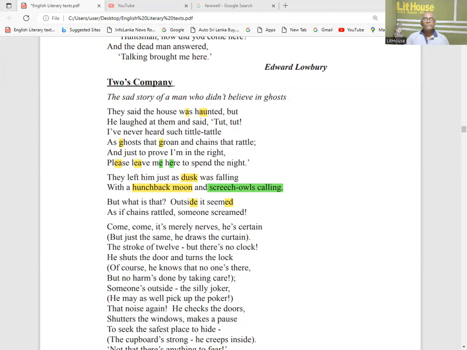Right? I think that is enough for the poetic devices used in this poem. In our next session, we'll discuss some context questions, probable context questions that may come out of this poem.